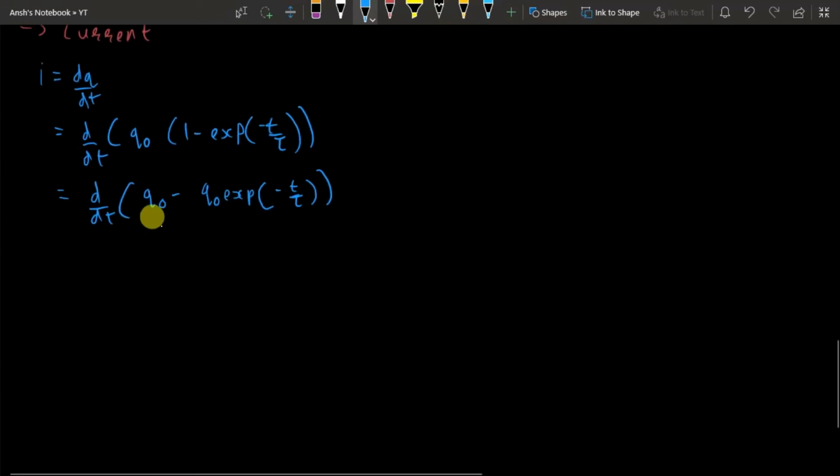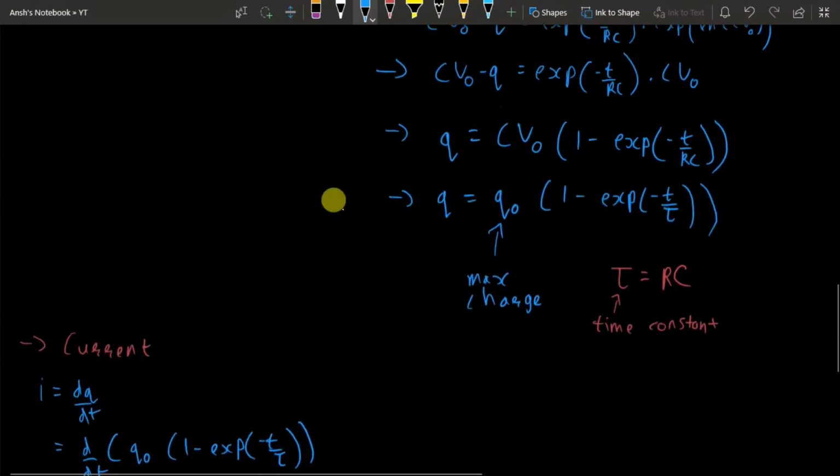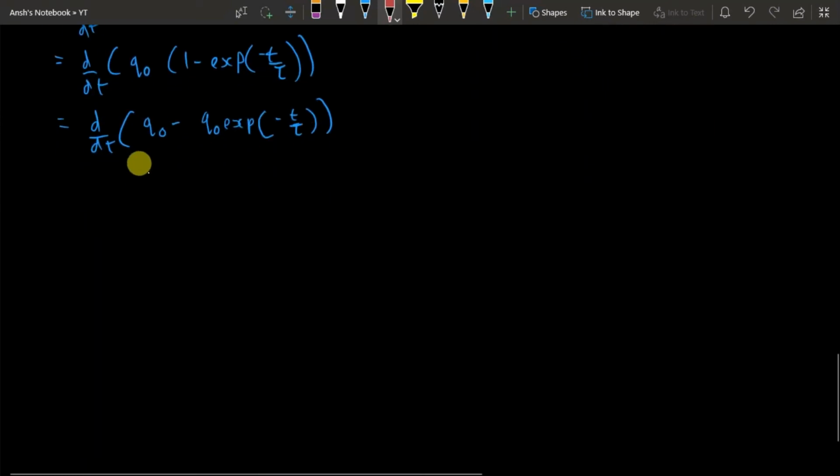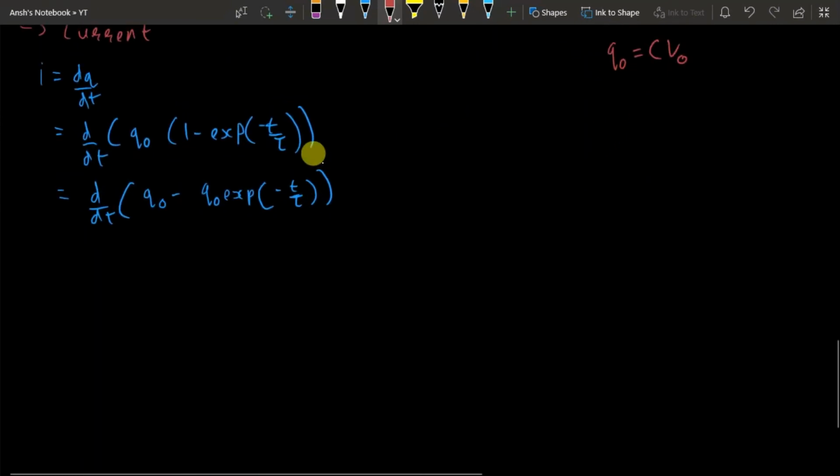And the first term Q naught is a constant, since we know that Q naught is equal to C V naught. And C is a constant and V naught is a constant. Therefore, Q naught is a constant with respect to time. So what will happen is when we differentiate the first term, we get 0.